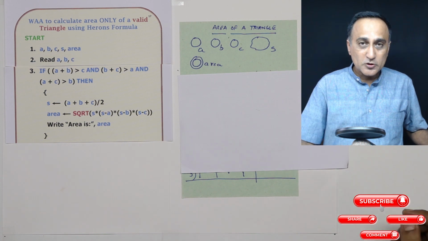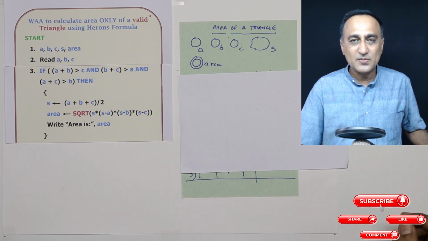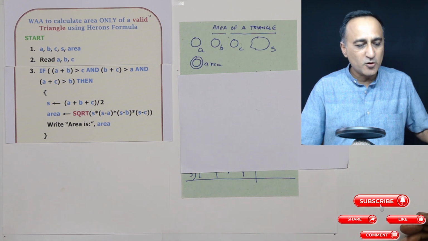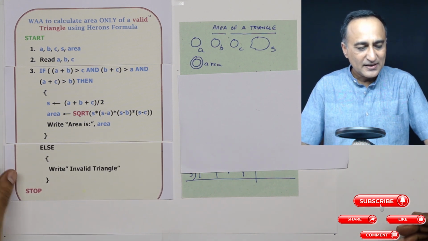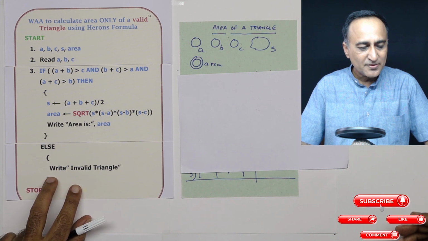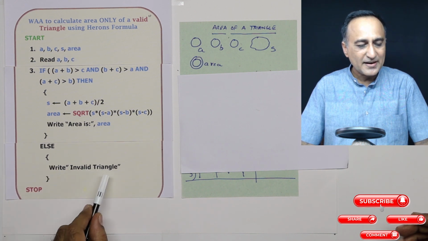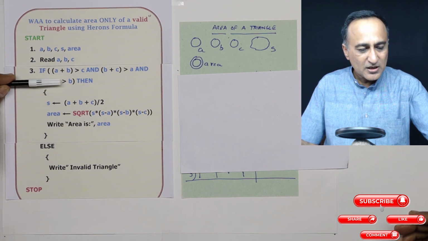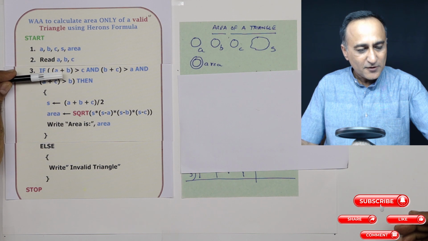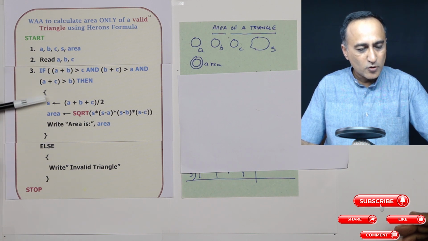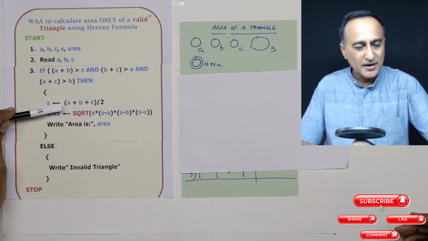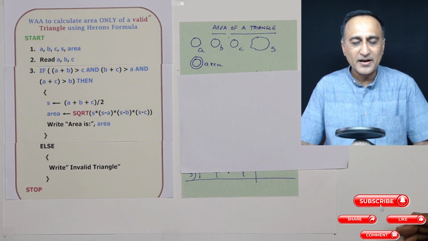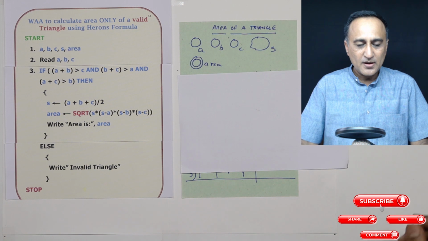Now, there is also a possibility that the triangle is invalid. Suppose I have a triangle of sides 2, 20 and 5. This is definitely going to be an invalid triangle. In that case, I need to say else, write invalid triangle and then stop. This is an example of using if and else. If the condition is true, the block of code within this curly bracket is going to get executed. If this condition is false, only then this invalid triangle will get executed.